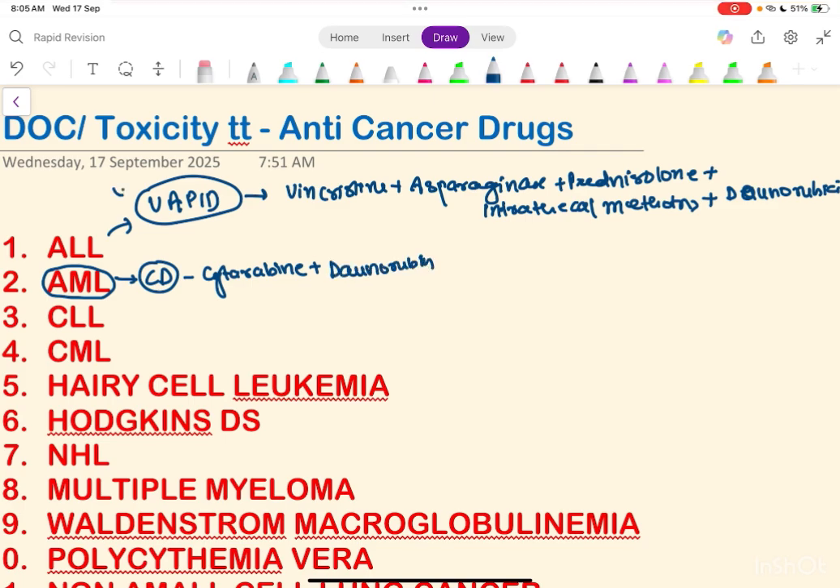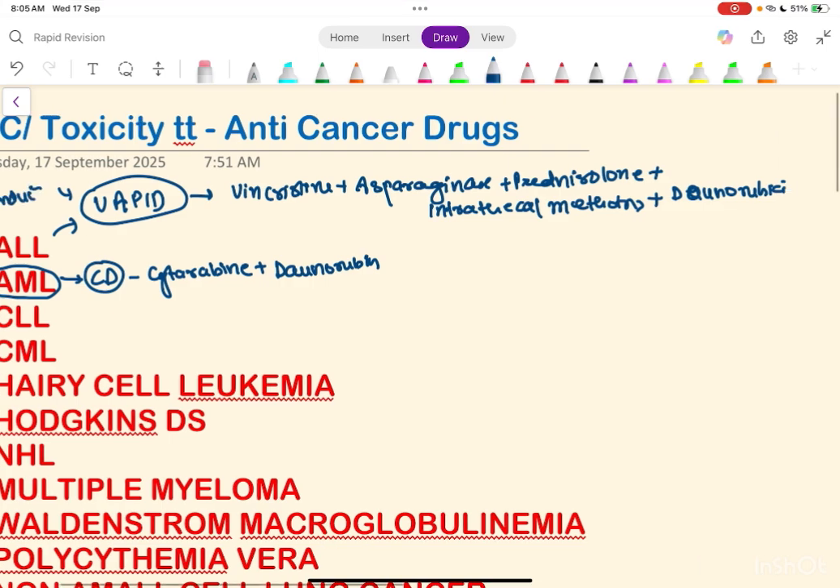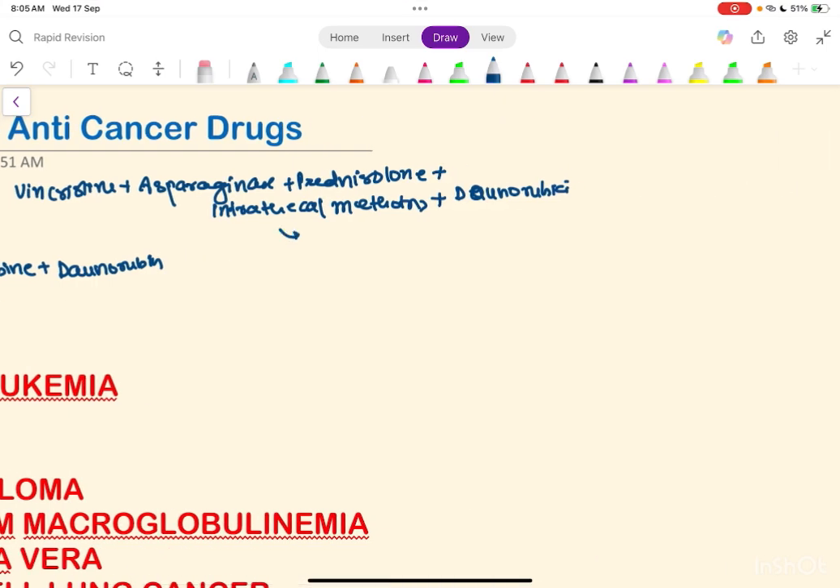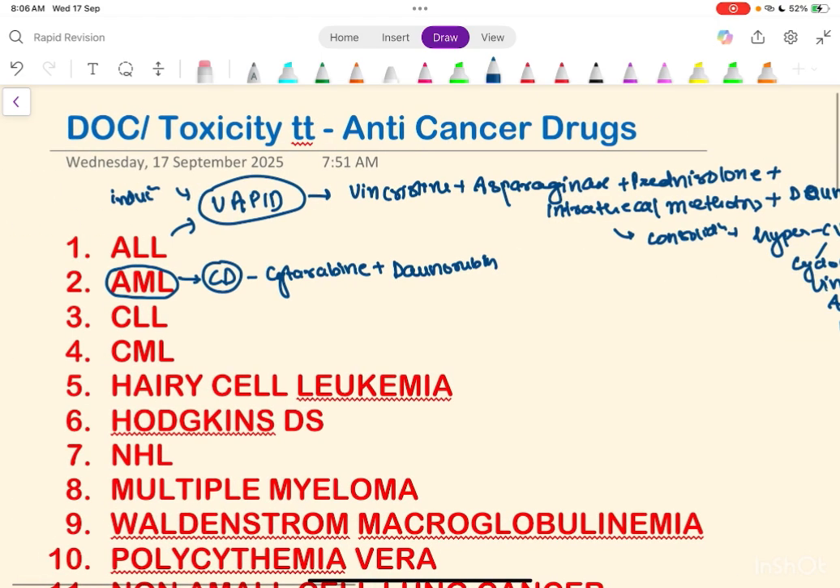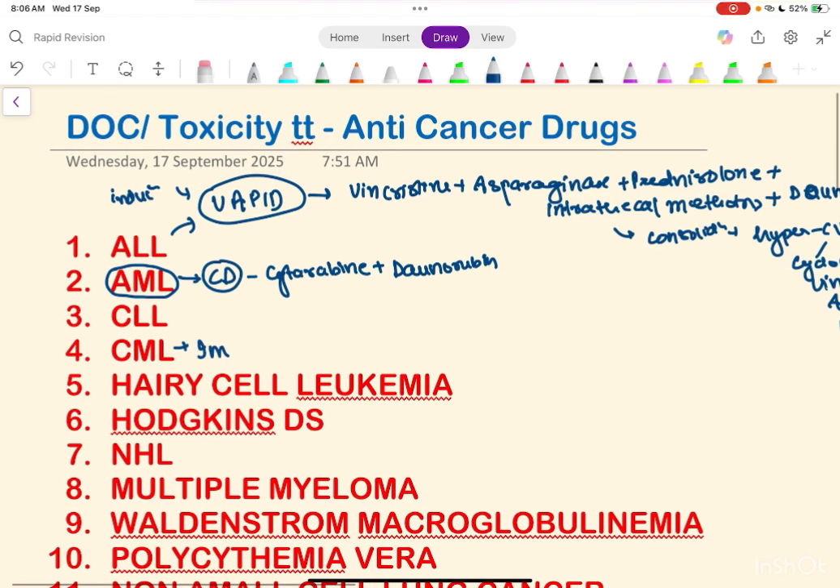Now this VAPID one is for induction, as I told you before, in the previous video. Now for the consolidation, you have something which is hyper CVAD. Now what is CVAD? It's easy. This is cyclophosphamide, then you have vincristine, then you have adriamycin, and then by D you have dexamethasone. Okay, right. Now they ask this a lot of times, that is CML, so imatinib.